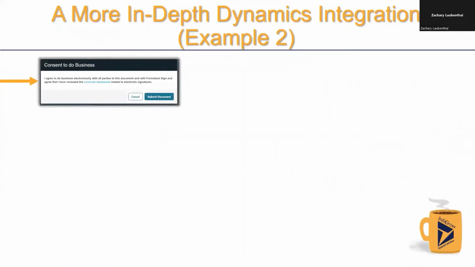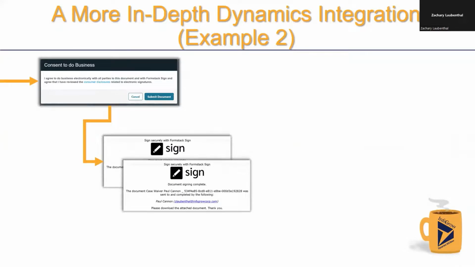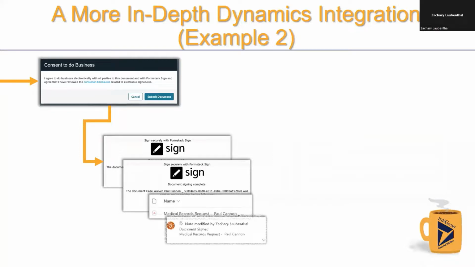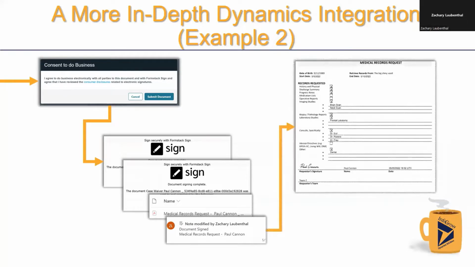Once Paul chooses to submit the document, a notification email is sent to Company X, letting them know Paul signed the document. Simultaneously, Paul receives a copy of the finalized document as well. Also, at the same time, the document is sent to SharePoint, and a note is added to the Dynamics contact record, noting which document has been signed and when. And here we can see the finalized document.